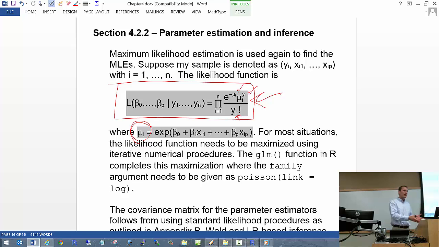So to find the maximum likelihood estimates, then using the likelihood function, I maximize the likelihood function as a function of the betas. As you might expect, there is no necessarily closed form solution for most problems. So what you're going to do is use numerical iterative methods to find what betas maximize this likelihood function given your data.